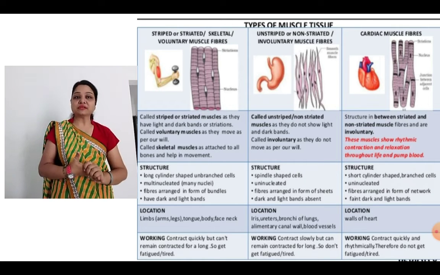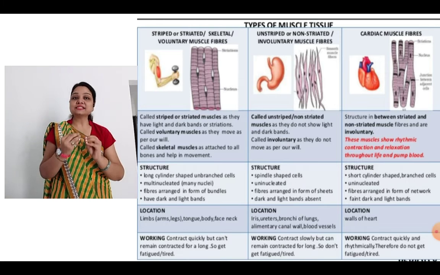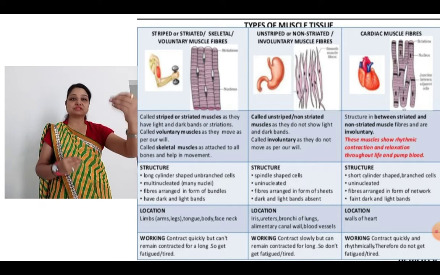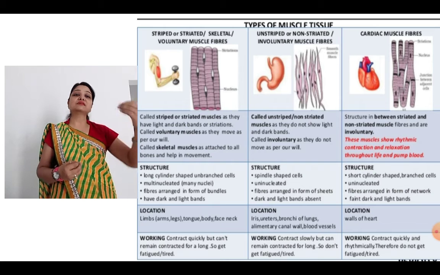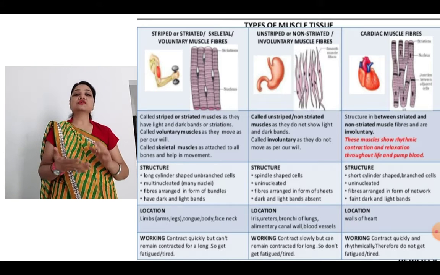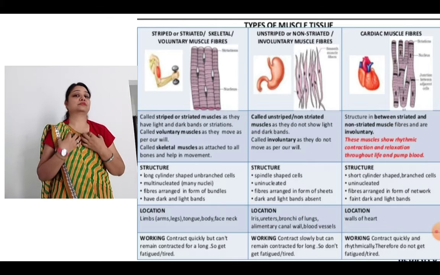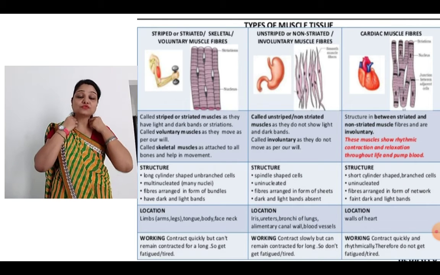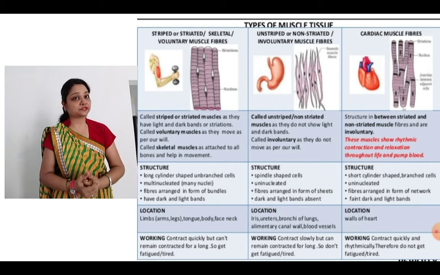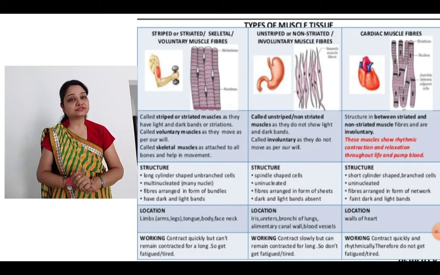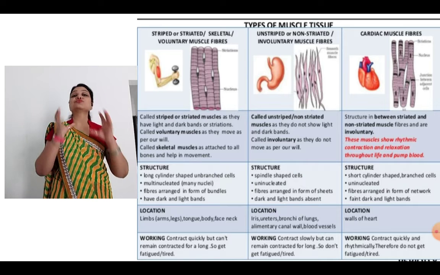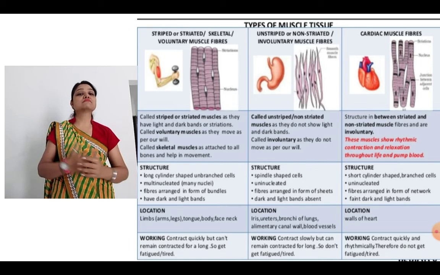They are called striated muscles. They have light and dark bands or striations. See in the figure, they have the bands, right? They are called voluntary muscles because they move as per our will. If we want to move, at that time the muscles will move. That's why they are called voluntary muscles. They are attached to all the bones and help in movement.